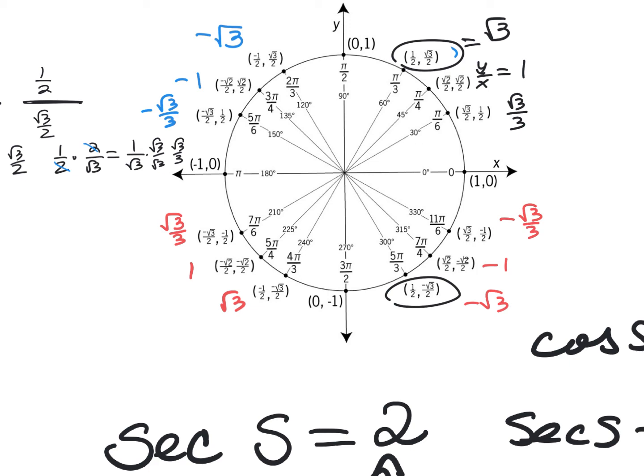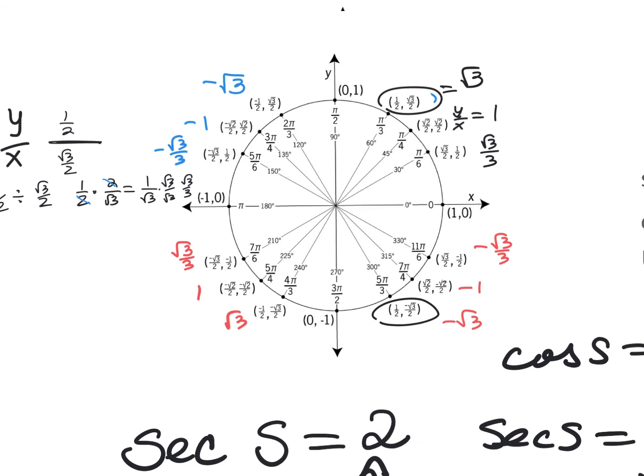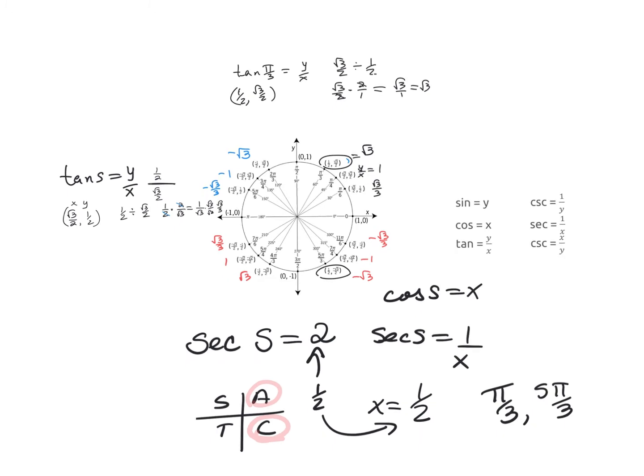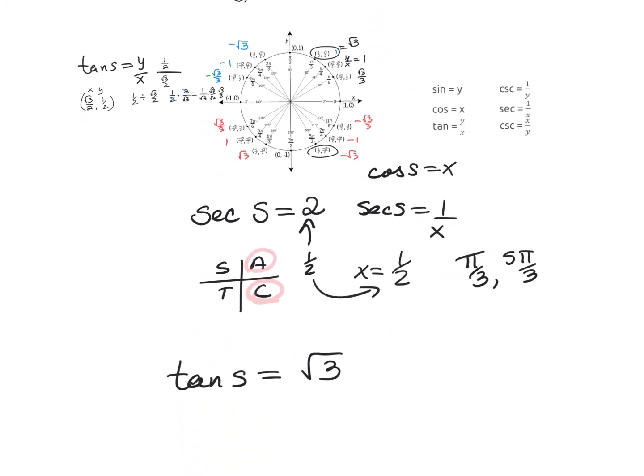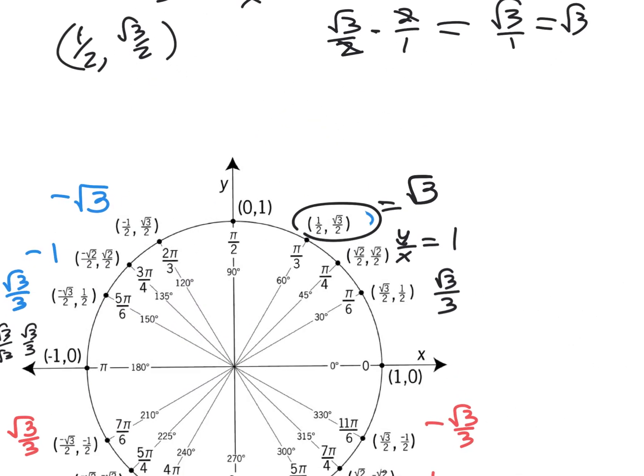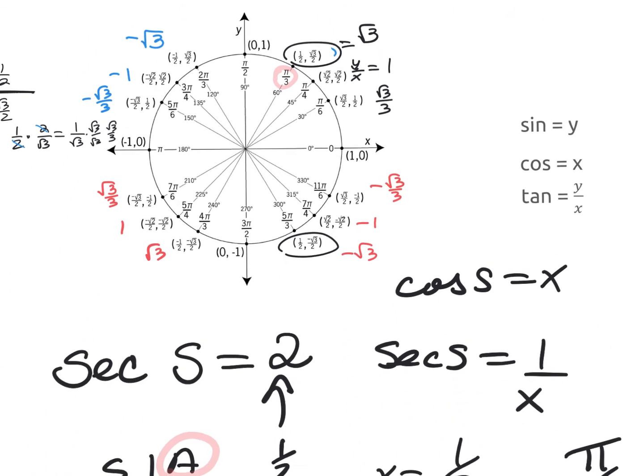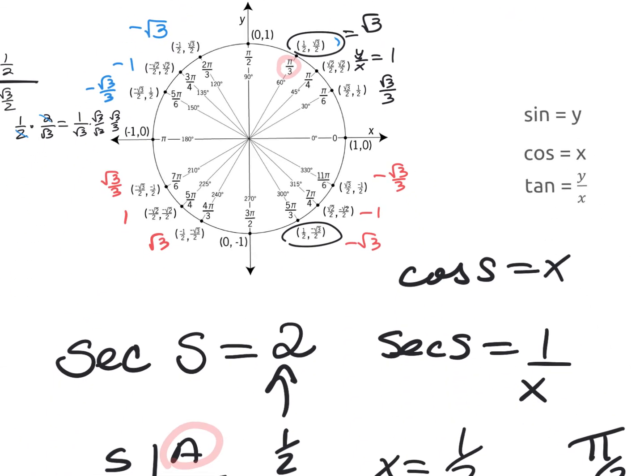So if you want to take the time and also memorize which ordered pairs give you root 3, which one gives you 1, which one gives you root 3 over 3, then you don't have to take the time of dividing it. So now back to my question. I had asked you to find what angle gives you square root of 3. So now that I've already divided this ahead of time, I can see that that angle is going to be pi over 3. So I'll come over here.